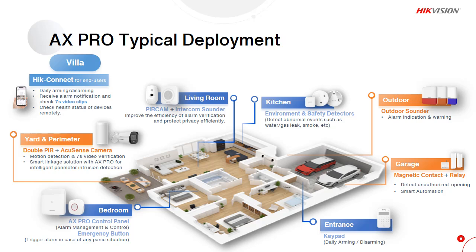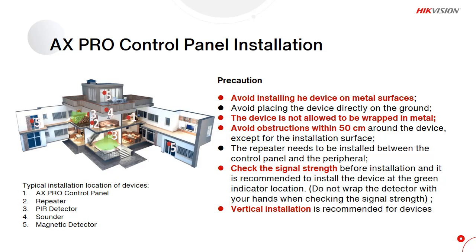In the garage, we can put magnetic contact and relay to detect unauthorized opening. Near the entrance of the house, we can install keypad to handle alarm events. With daily operations, we can use mobile app HEEC Connect to receive alarm notification and video verification. With these typical installation of different alarm devices showing here, we can check what precautions are while installing these devices.